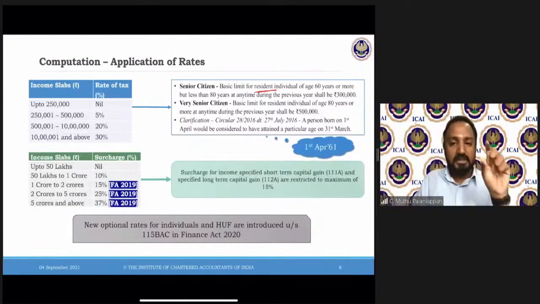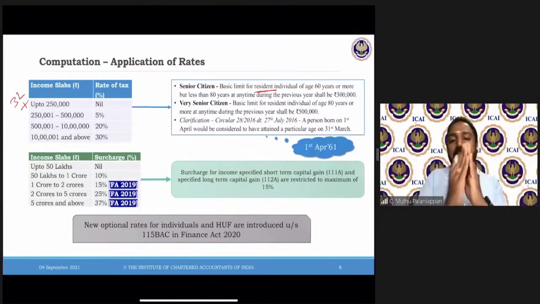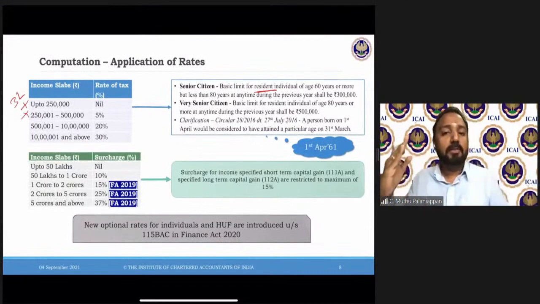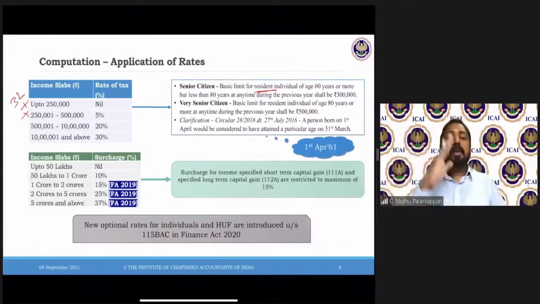For this category of assessee, the basic limit is not 2.5 lakhs. It becomes 3 lakhs, right? So the 5% is from 3 lakhs to 5 lakhs. That is for a senior citizen who is above 60 but less than 80. For a very senior citizen, above 80 years, there is no second slab also, which means there is no 5% also. Straight away from 5 lakhs, they are taxable at 20%. So that is for a very senior citizen who is above 80 years.